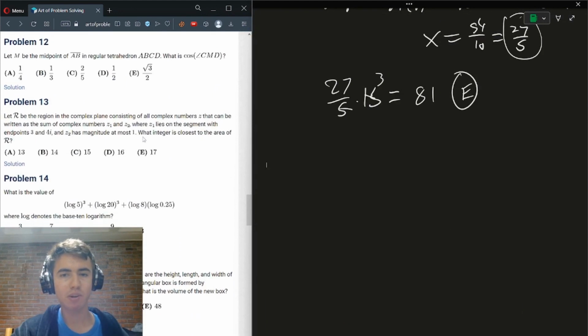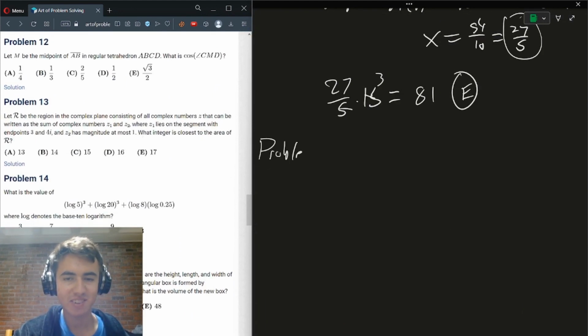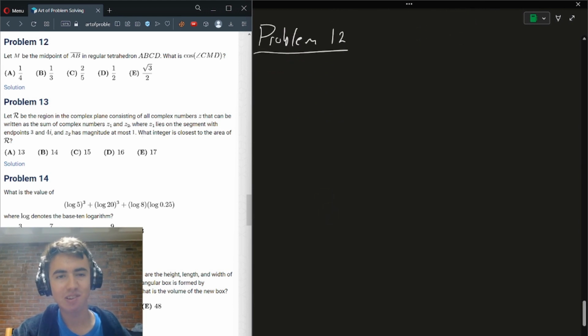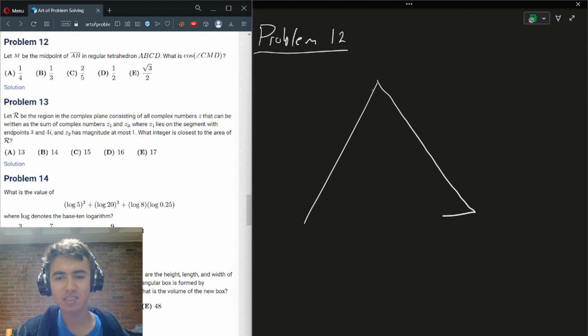Now, on to problem 12. We see that we finally have some geometry. Not my favorite, I'm sorry. And also 3D geometry. How disgusting. So we have regular tetrahedron ABCD. So remember that a tetrahedron is the shape that looks like this.